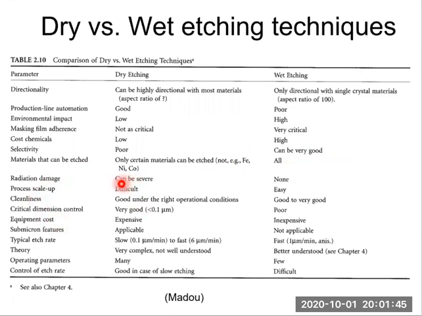Radiation damage can be severe. The radiation damage is mainly caused by plasma, so dry etching could potentially have radiation damage. Wet etching has none, because there is no plasma. Process scale up: dry etching is difficult, wet etching is easy. This basically means we can etch multiple wafers simultaneously, which is easy for wet etching, but difficult for dry etching.